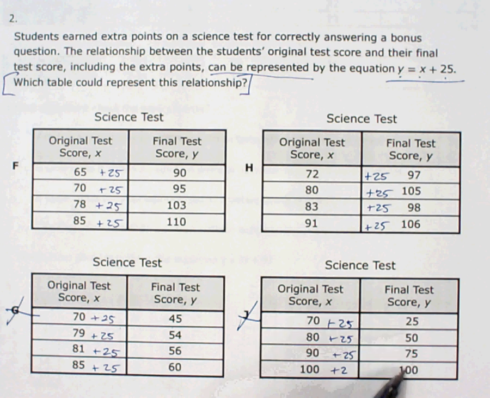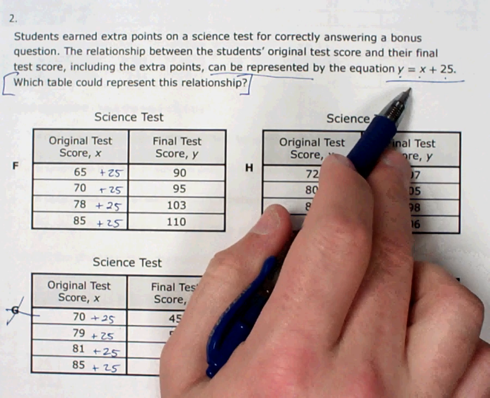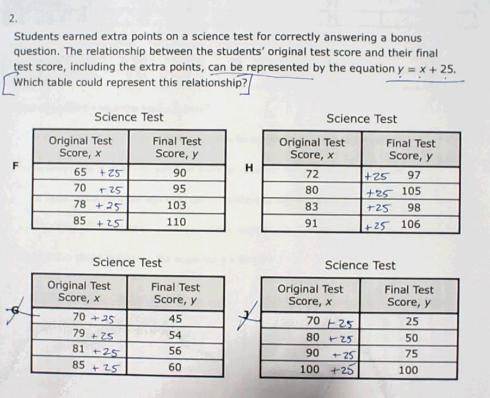Because for these, the outputs are actually smaller than the inputs. Well, this is an addition rule. It's an addition pattern. So that's not going to work. I know those two right off the bat are not going to work. So I'm left with F and H.